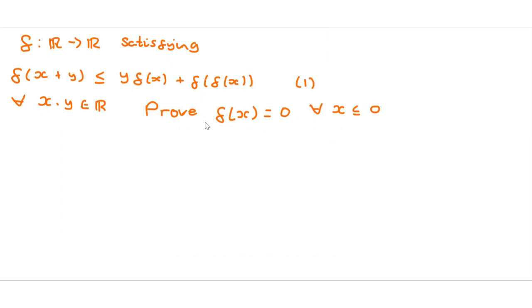Okay, so here we have another Olympiad problem, and this one concerns a function f satisfying the inequality given here, labelled 1, which we'll use later, of course. This inequality holds for all x and y in the real numbers, and our job is to prove that f of x is equal to 0 whenever x is less than or equal to 0. We're going to use this inequality, rearrange it a little bit to try and prove this.